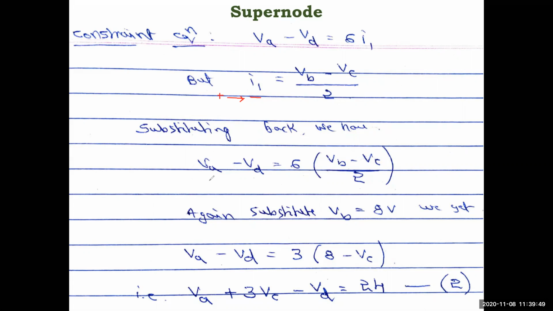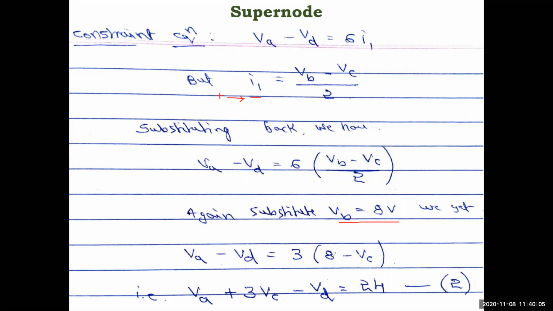Substituting back, we have VA minus VD, so we will substitute in this 6I1. So 6 into VB minus VC by 2. Again, substitute VB equal to 8 volt. So VA minus VD on the left side as it is. Here the 2 and 6 give 3, so 3 into 8 minus VC.